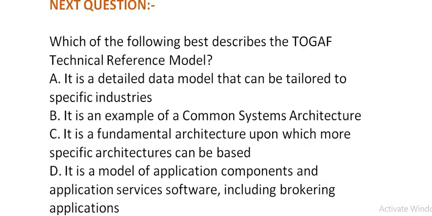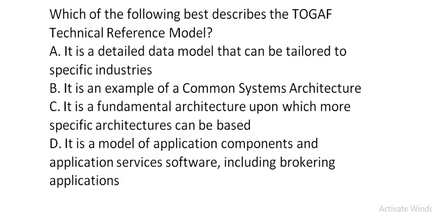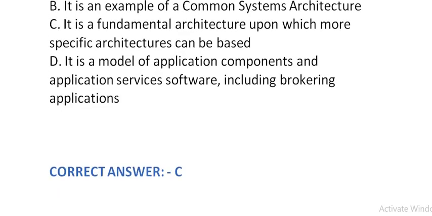Now moving to the next question. Which of the following best describes the TOGAF technical reference model? Option A, it is a detailed data model that can be tailored to specific industries. Option B, it is an example of a common system architecture. Option C, it is a fundamental architecture upon which more specific architectures can be based. And option D, it is a model of application components and application services software, including brokering applications. And the correct answer is option C.